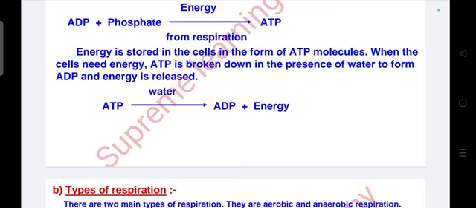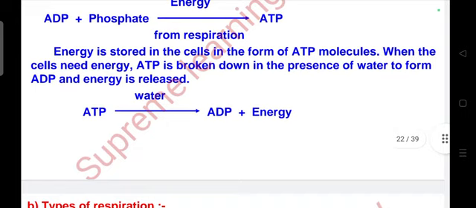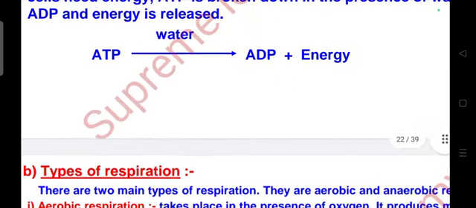So energy is stored in the cells in the form of ATP molecules. When the cells need energy, ATP is broken down in the presence of water to form ADP, and energy is released. So when we eat food and breathe in, with the help of oxygen, food gets burned and energy is released. That energy is stored in the form of ATP molecules. When we need that energy, our body releases it: ATP, when it reacts with water, gives ADP plus energy.